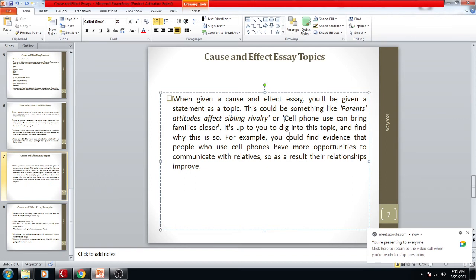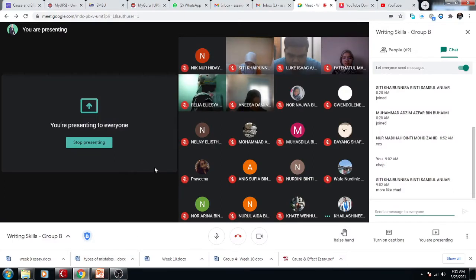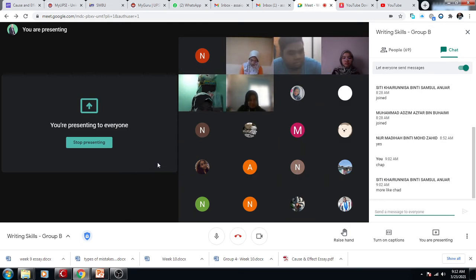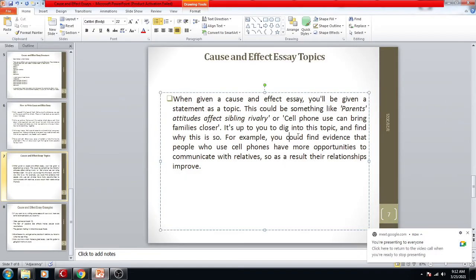Look at this topic. Cell phone use, can it bring families closer? How? And so you need to think about the causes. How does mobile phone use bring families closer? It's up to you to dig into this topic and find why this is so. For example, you could find evidence that people who use cell phones have more opportunities to communicate with relatives. So as a result, the relationships improve.